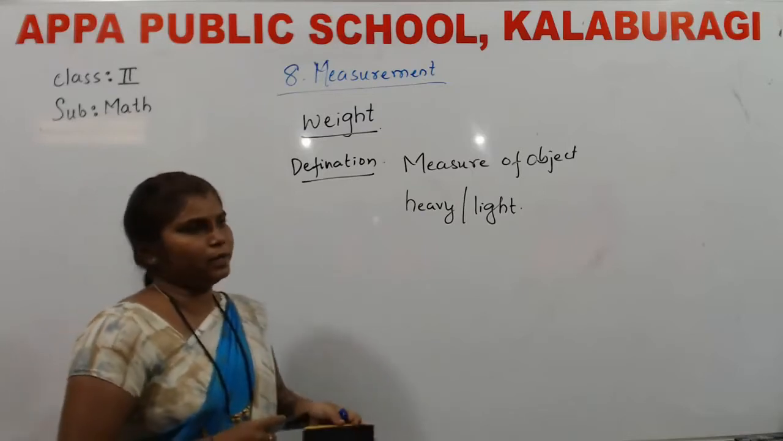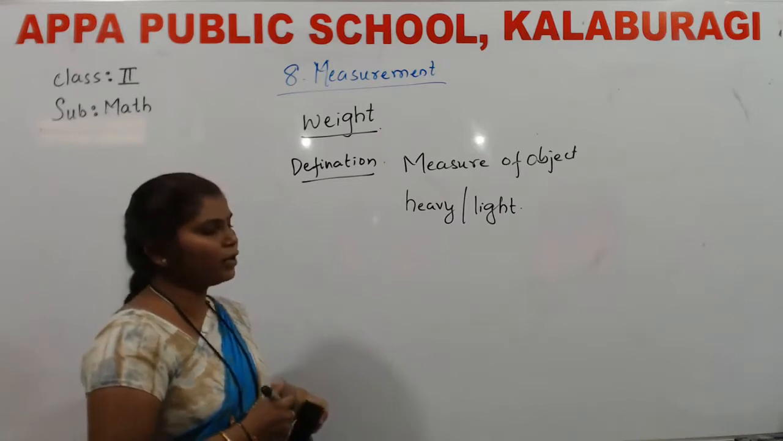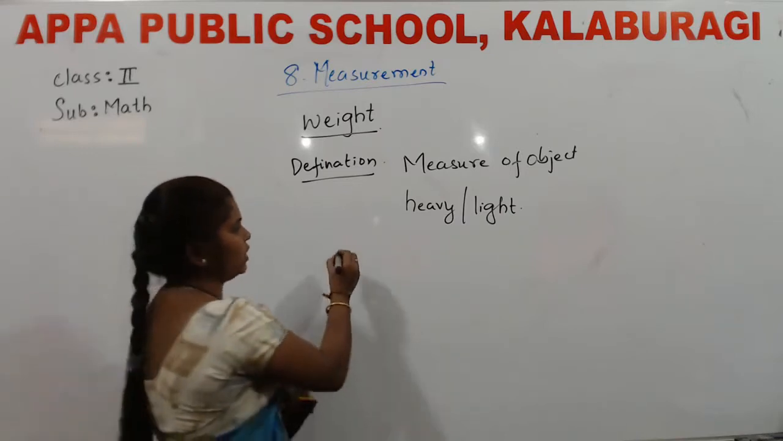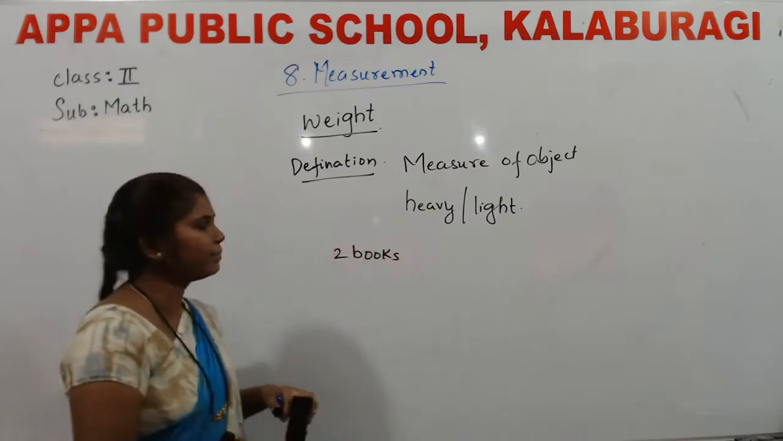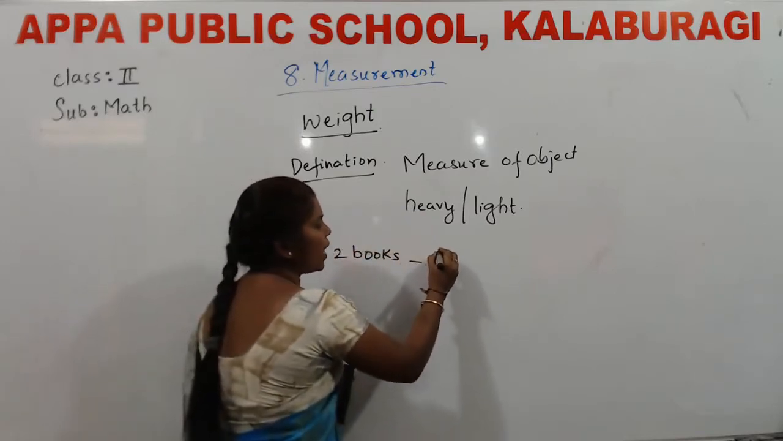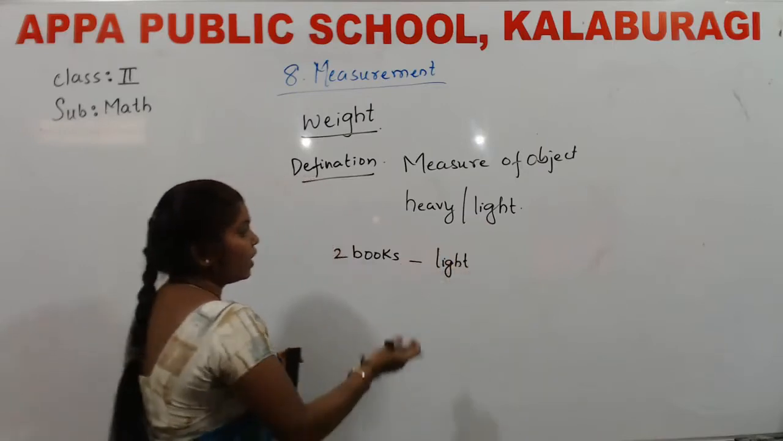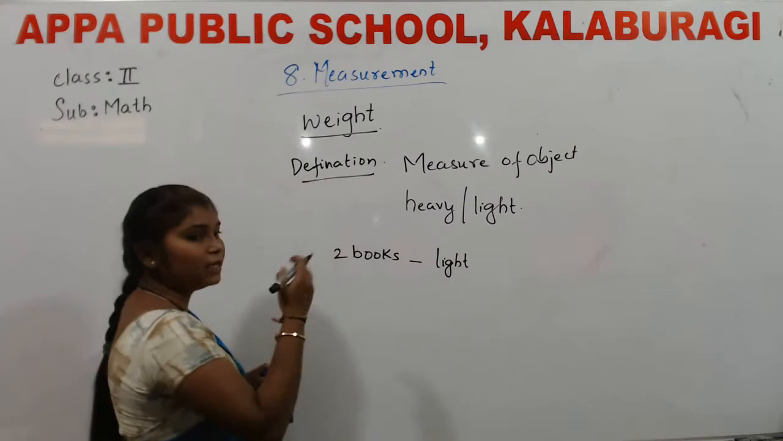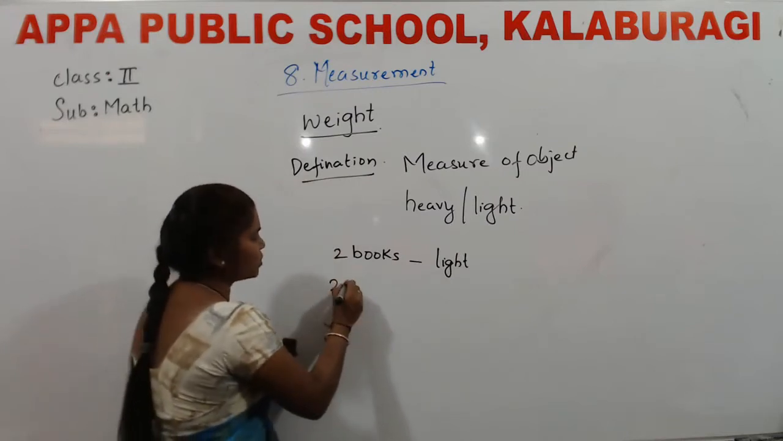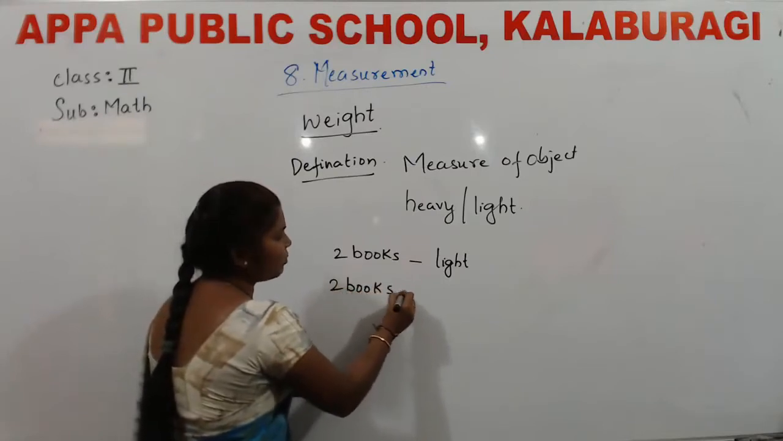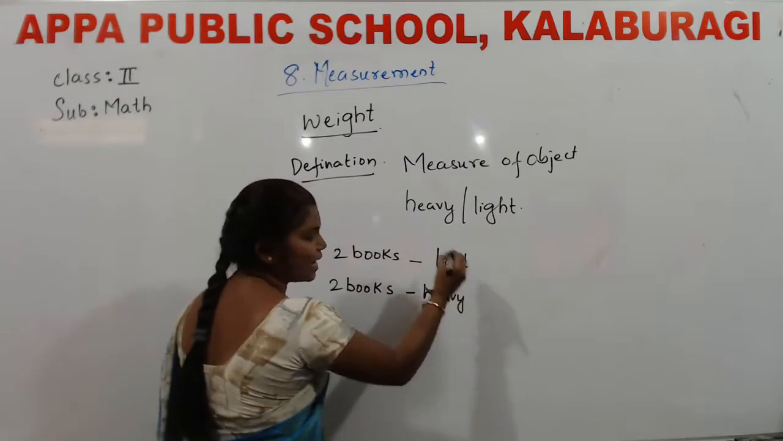For example, you carry your school bag to your school, right? If you place only 2 books in your bag, your bag will be quite light. If you put another 2 books, now what will be the weight of your bag? It will be slightly heavier.